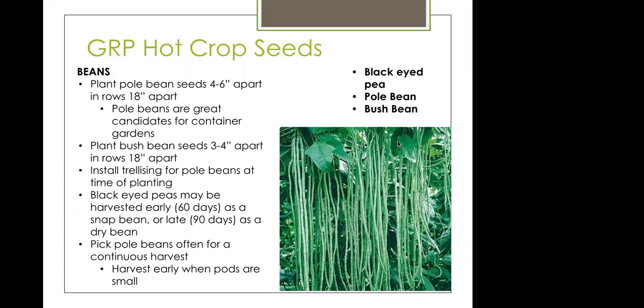So picture your pole beans being trellised, and when you're trellising them, you want the trellis to come up at least to your waist length, and be about 4 inches above the ground, so that your plant has a length to grow up on, and so that they're also supported.